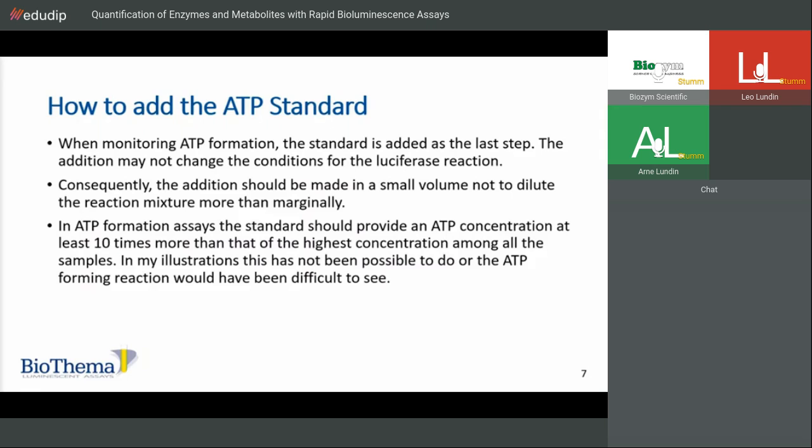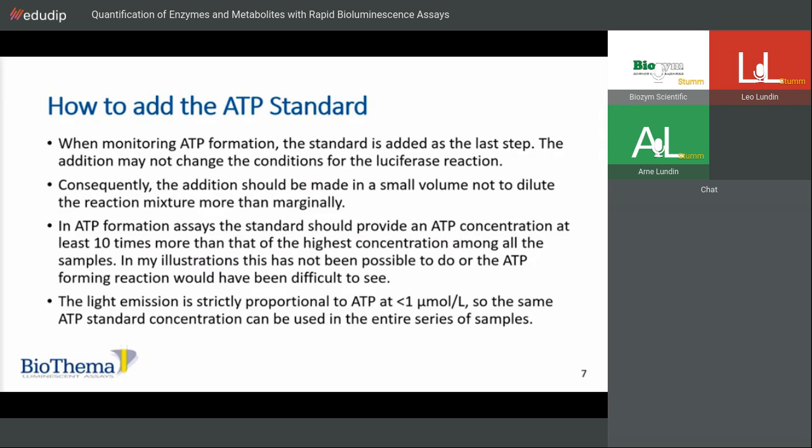In ATP formation assays, the standard should provide an ATP concentration at least 10 times higher than that of the highest concentration among all the samples. In my illustrations, this has not been possible to do, or the ATP forming reaction would have been difficult to see. The light emission is strictly proportional to ATP at less than 1 micromole per liter, so the same ATP standard concentration can be used in the entire series of samples.